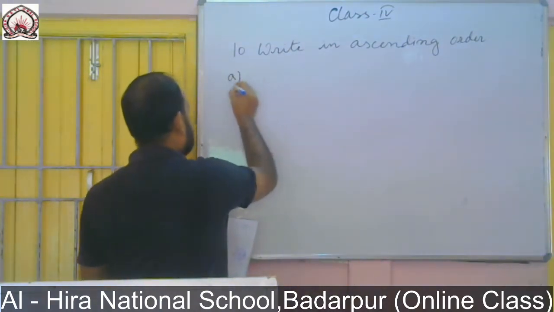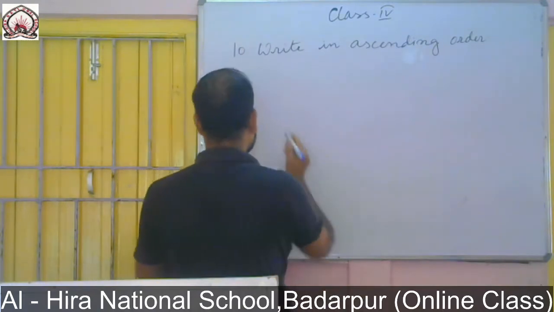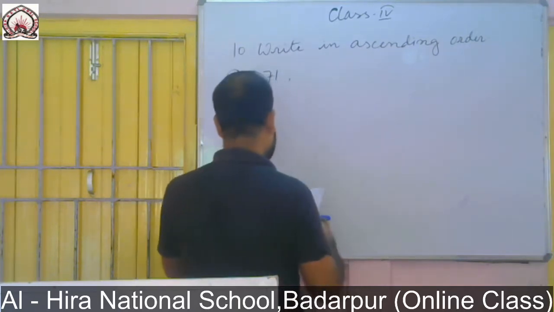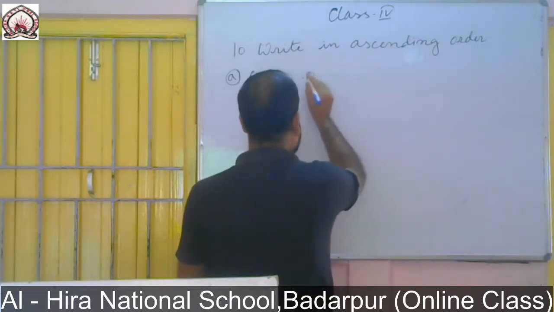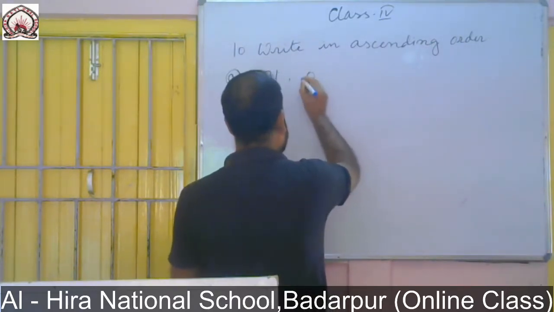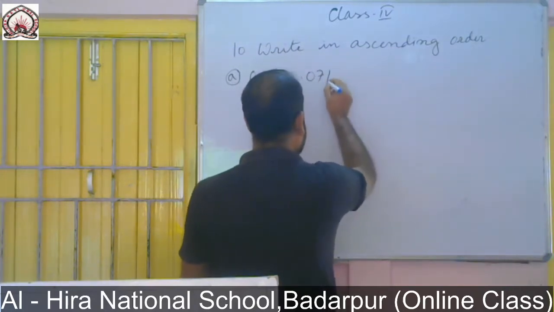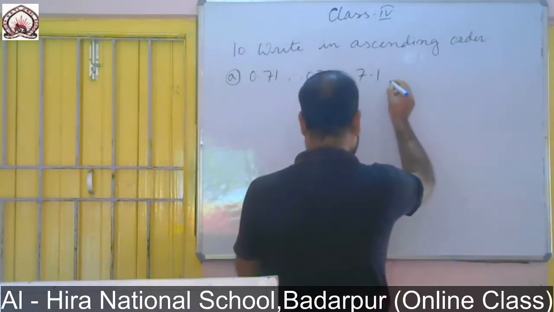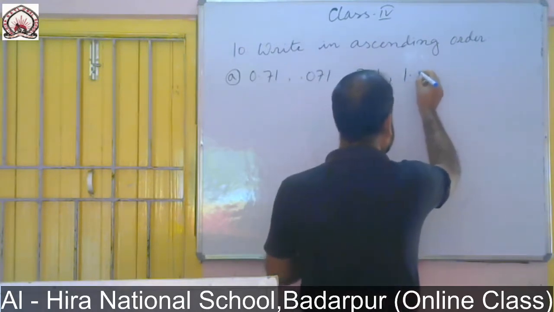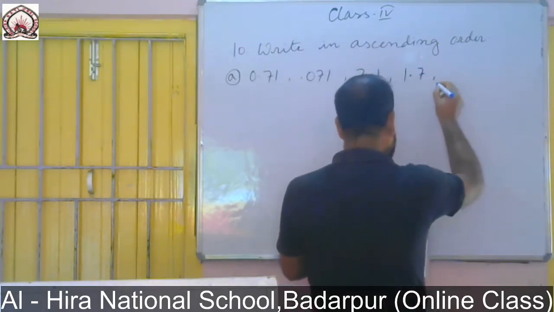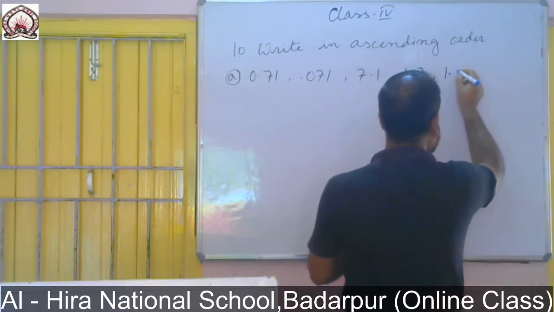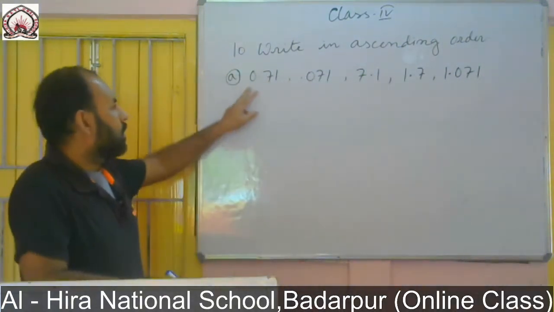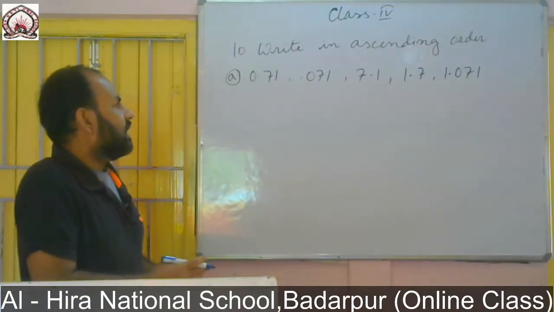Question number 10 A: 0.71, 0.071, 7.1, 1.7, 1.071. So here we write in ascending order.